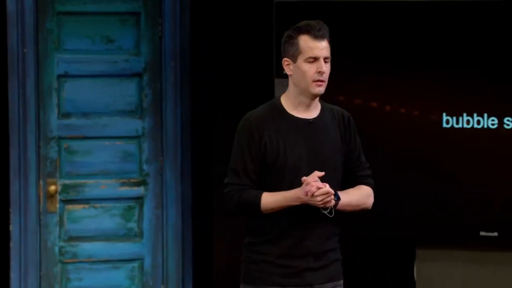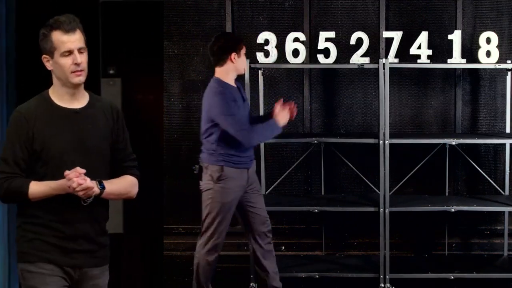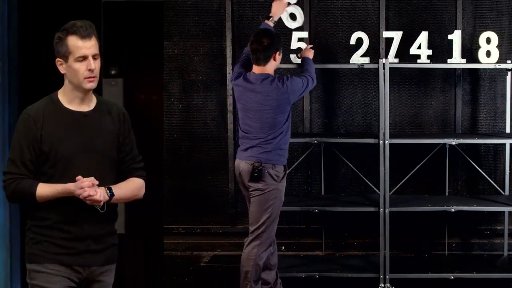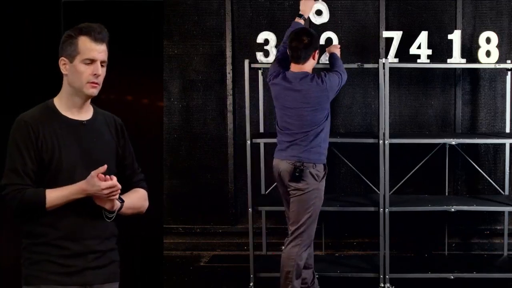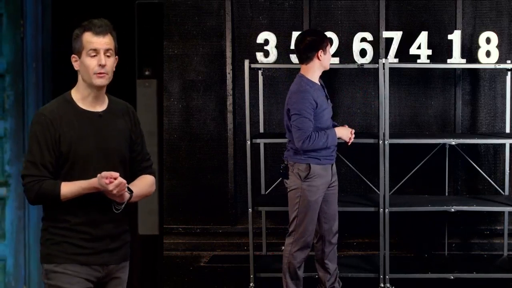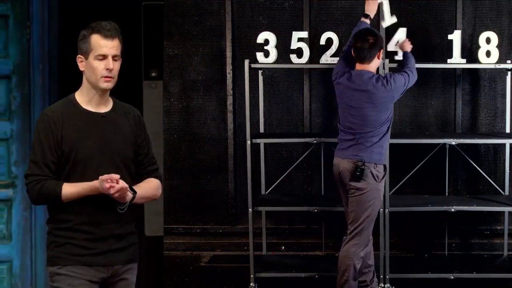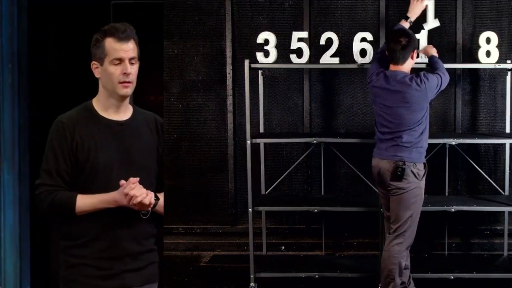3 and 6? Sure. The 3 and the 6, those seem to be in order, so I'll leave those alone. 6 and 5? 6 and 5 are out of order, so I'll go ahead and take the 6 and put it to the right. 6 and 2? Those are out of order as well, so I'll swap the 2 and the 6. 6 and 7? 6 and 7 are OK. They're in order. 7 and 4? Those are out of order, so I'll switch the 4 and the 7. 7 and 1? And those two are out of order as well, so I'll swap those.